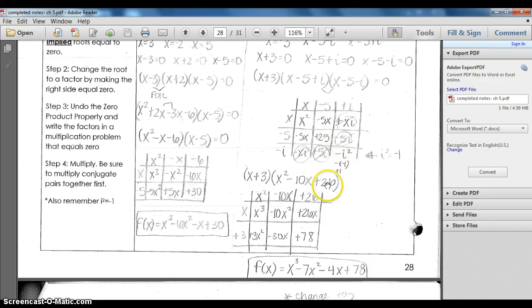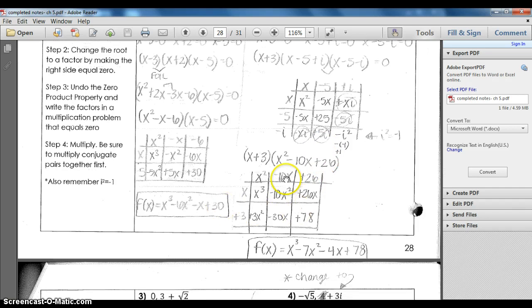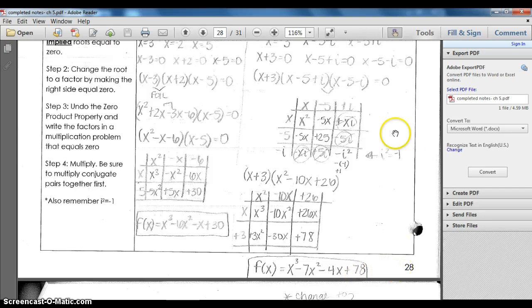So then we're going to use the box method one last time here to take that x squared minus 10x plus 26 times x plus 3. And then we get our final answer down here of x cubed minus 7x squared minus 4x plus 78. So definitely get that one down to have an example with the imaginary numbers.